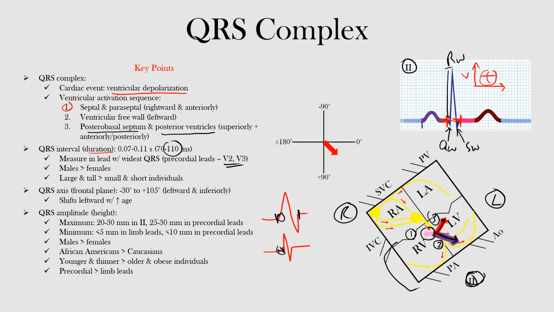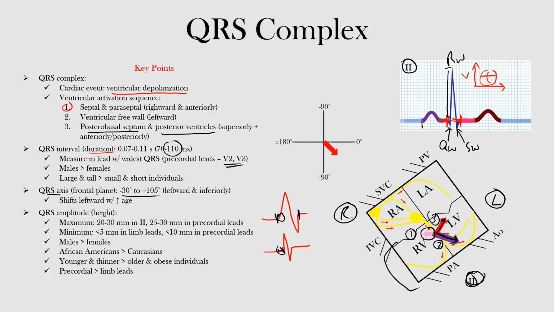All right, next we have the ventricular or QRS axis. This represents the direction of the mean QRS vector in the frontal plane. It should be directed between -30 and +105 degrees. That is leftward and inferiorly in the frontal plane. Okay, so now we're in this QRS axis between -30 and +105.